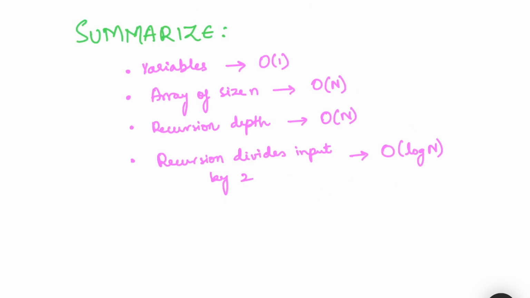So to quickly summarize this video, if you use only a few variables, it takes O(1) space. If you use an array of size n, space would be O(n). If the recursion depth is n, then the space is O(n). If the recursion depth divides the input by 2, then the space would be O(log n). So to wrap it up, space complexity tells us how memory usage grows with the input size. Always remember, loops mainly affect time, and arrays and recursion affect space.